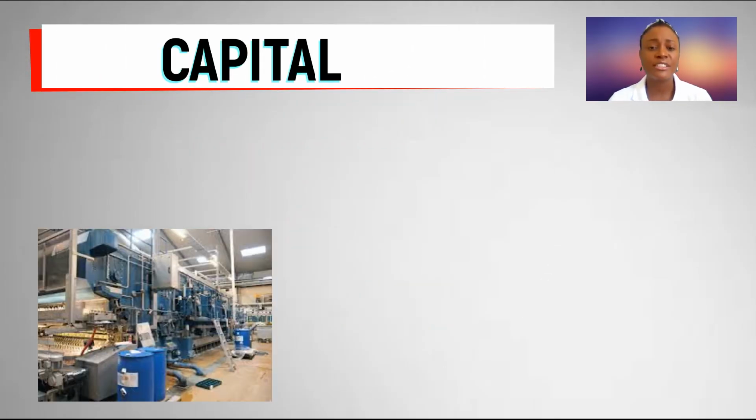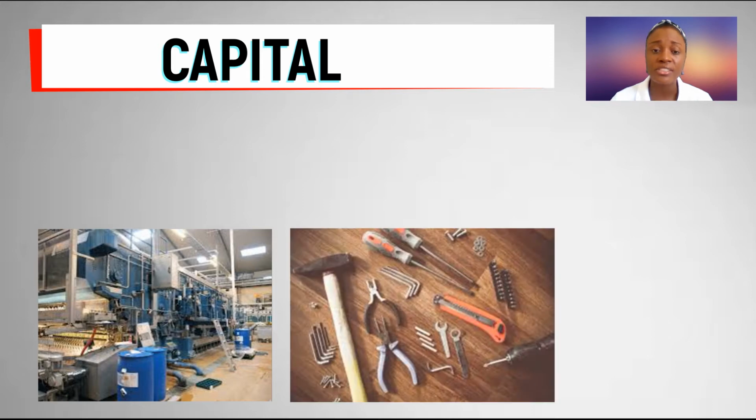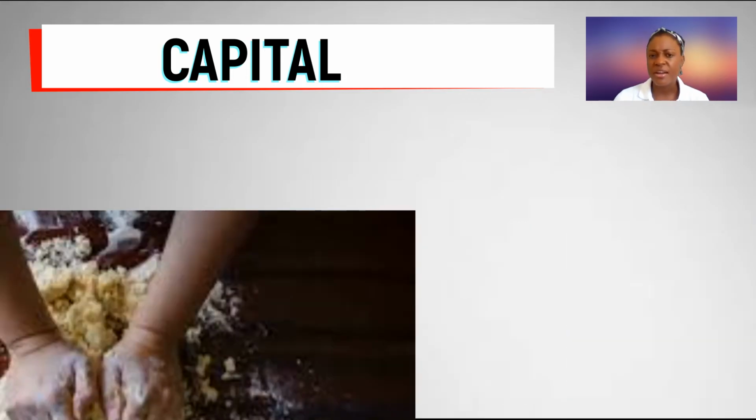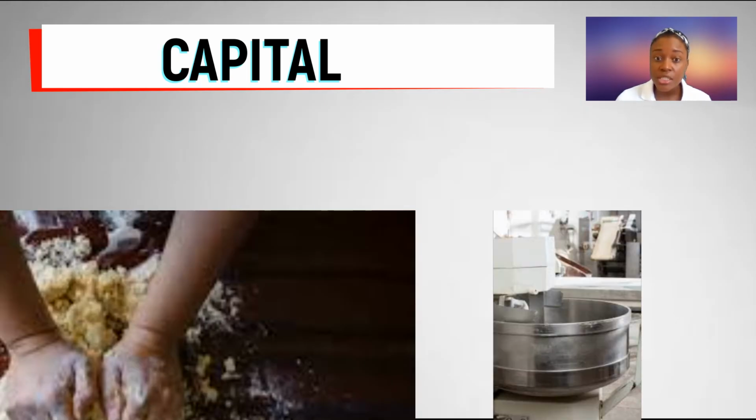So, when we're talking about capital, we're talking about the machinery, the tools, the plant, or the buildings that are used to produce other goods and services. Now, can you imagine if none of these things were in existence? Can you imagine in those bakeries years ago, persons had to use their hands when mixing the dough, but now we have dough mixing machines. So capital has done so much.